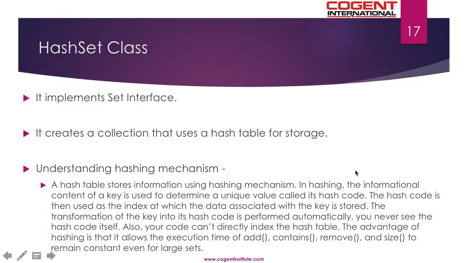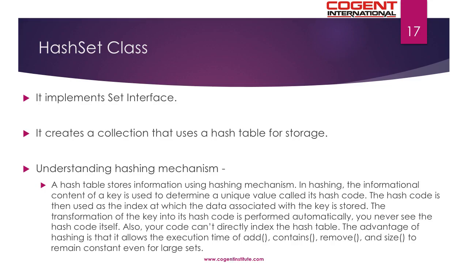HashSet class implements the set interface. It creates a collection that uses a hash table for storage. Let's understand the hashing mechanism. A hash table stores information using a hashing mechanism. In hashing, the informational content of a key is used to determine a unique value called its hash code. The hash code is then used as the index at which the data associated with the key is stored.